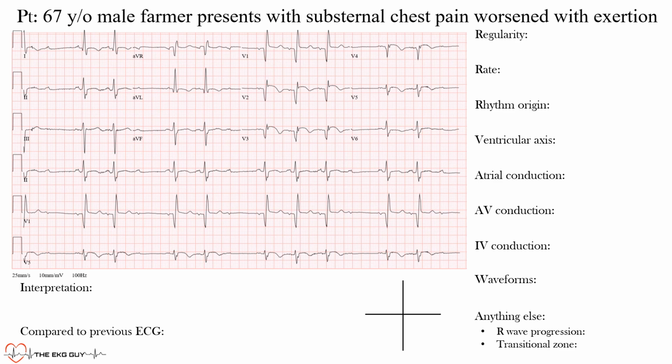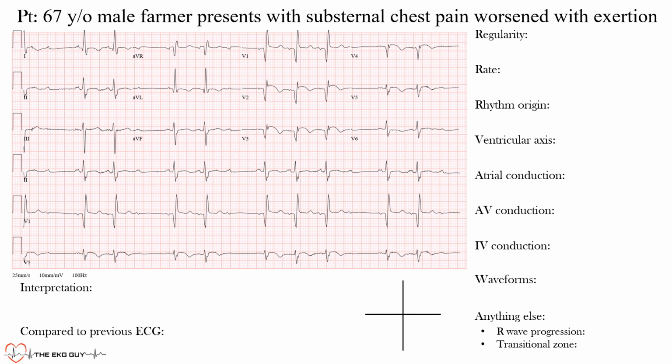So hopefully you had a chance to go through it yourself. Okay, and so we have a 67-year-old male farmer presenting with substernal chest pain worsened with exertion. Okay, so first we want to know, what is the regularity of this rhythm? Okay, so this is how I want you to approach each EKG, and you'll have other people that have their own style, but this is something that helps me not to miss anything. And so far it's worked pretty well.